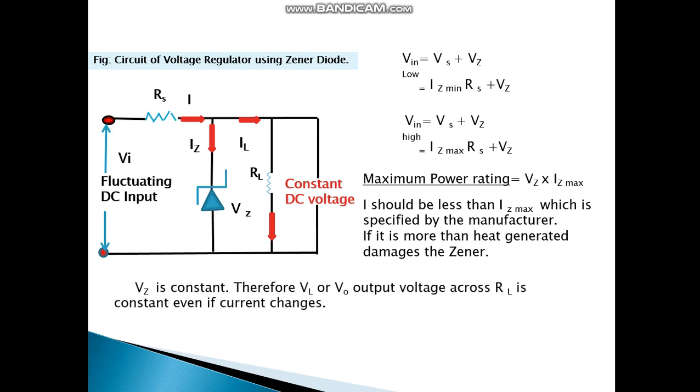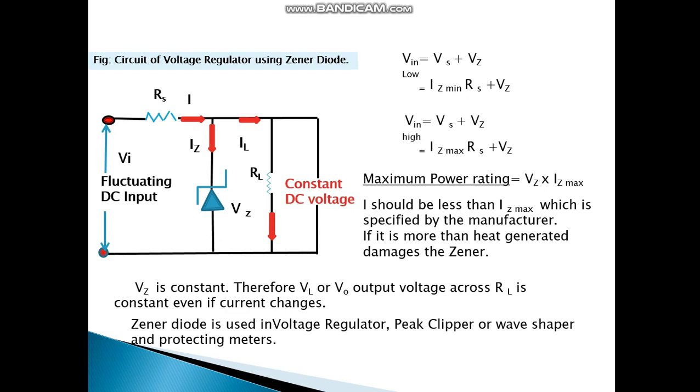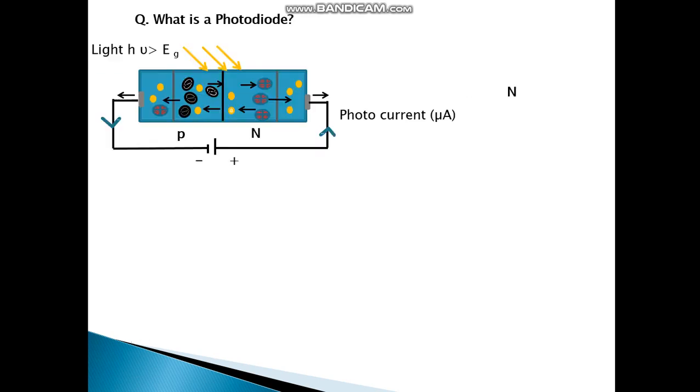Vz is constant. Therefore, VL, the output voltage across RL, is constant even if the current changes. A Zener diode is used as a voltage regulator, peak clipper or wave shaper, and for protecting meters.